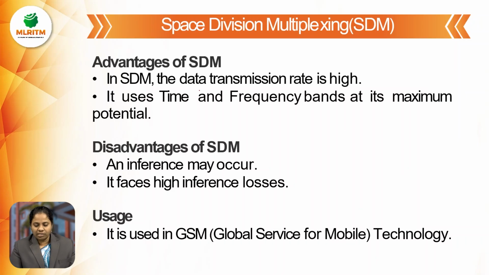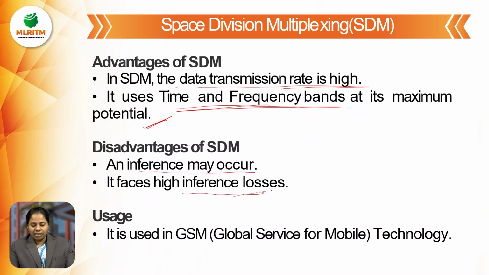Coming to advantages, the data transmission rate is high. It uses time and frequency bands at their maximum potential. Disadvantages: interference may occur, and it faces high interference losses. Usage: it is used in GSM. The full form of GSM is Global System for Mobile technology.